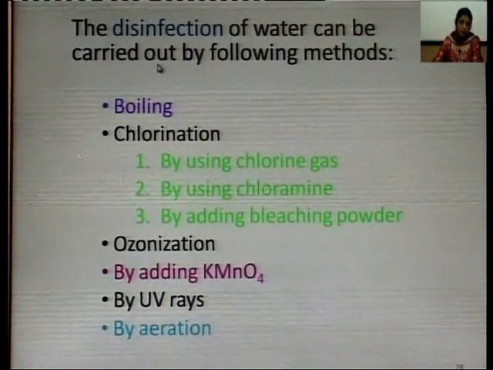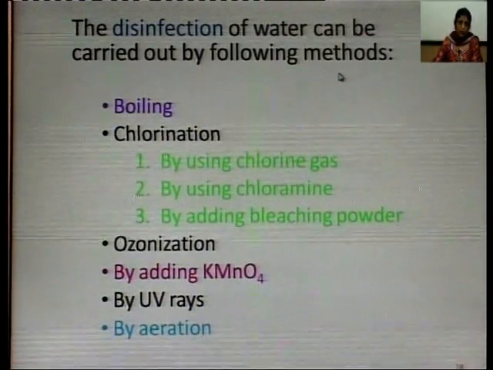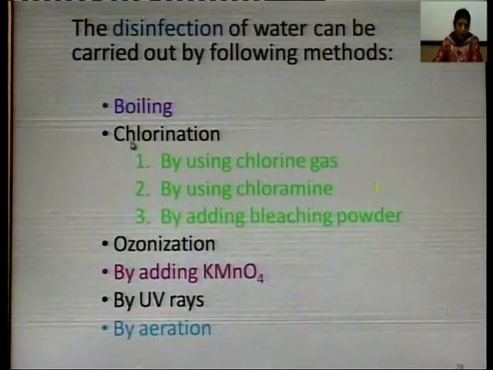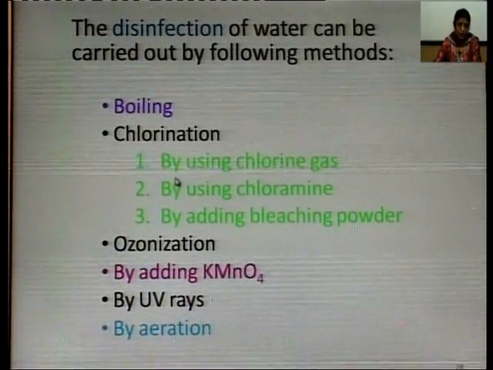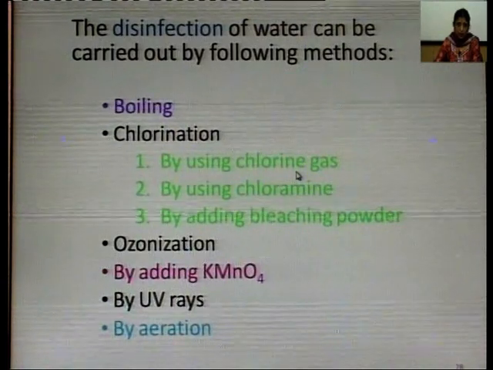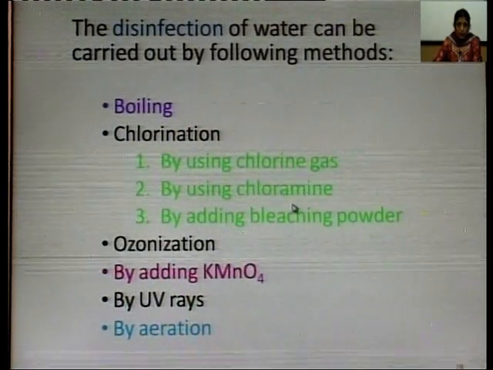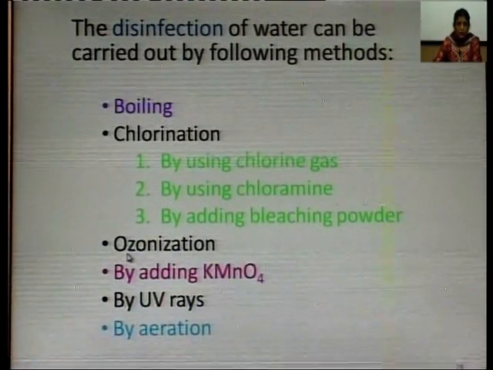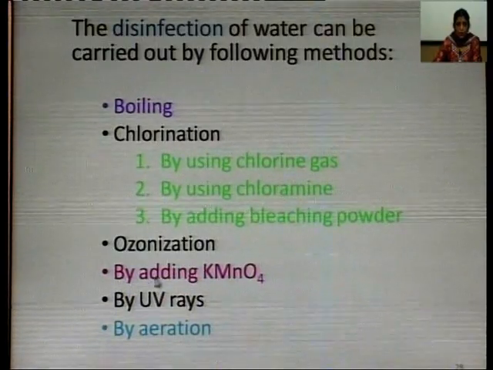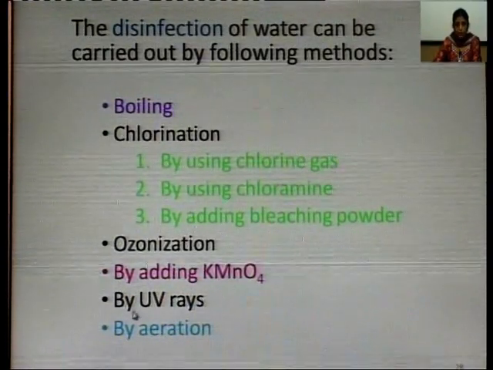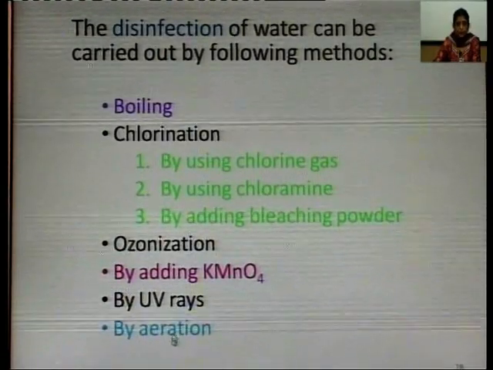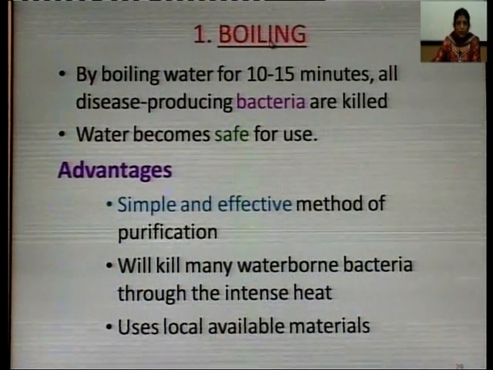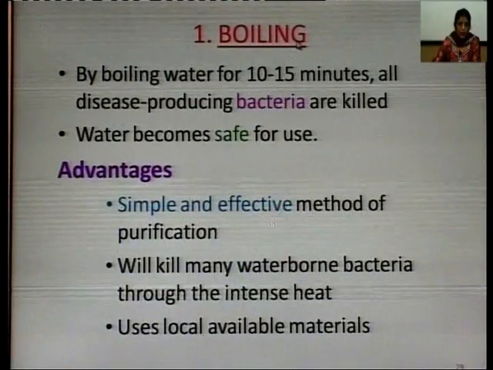Disinfection of water can be carried out by the following methods. The most primitive method is boiling. It can be done by chlorination, using chlorine gas, or by using chloramine, or by adding bleaching powder. Then by ozonization, or by adding KMnO4, by UV rays, or by aeration. We will study all these methods of sterilization one by one. So, first of all, boiling.